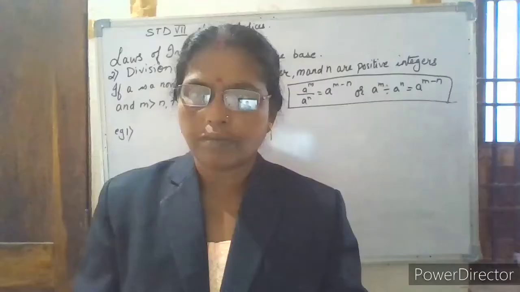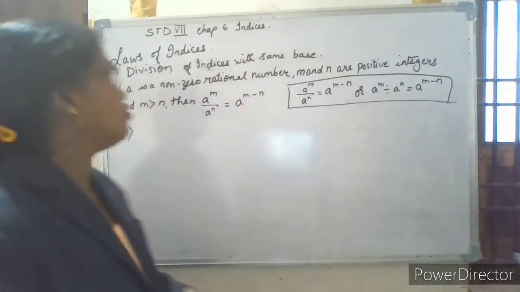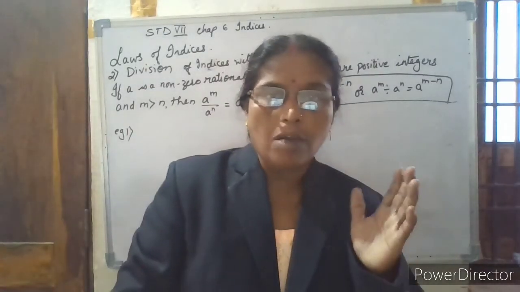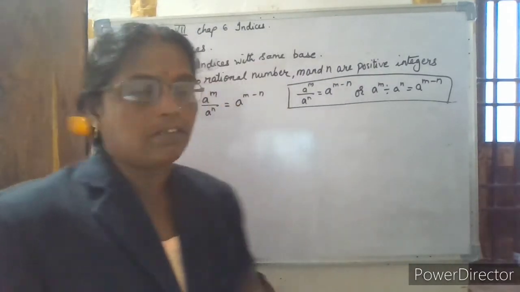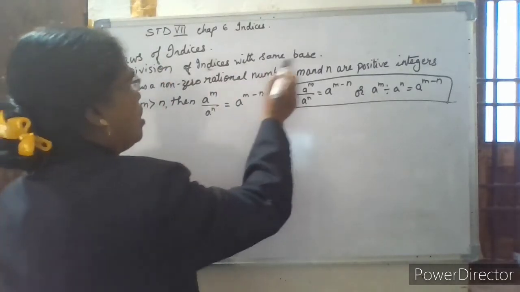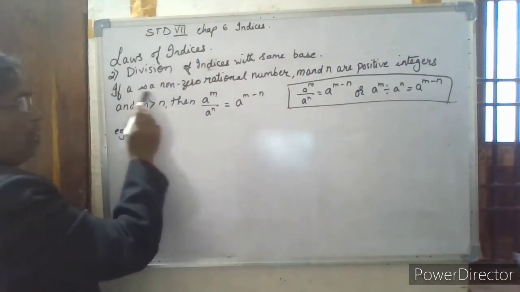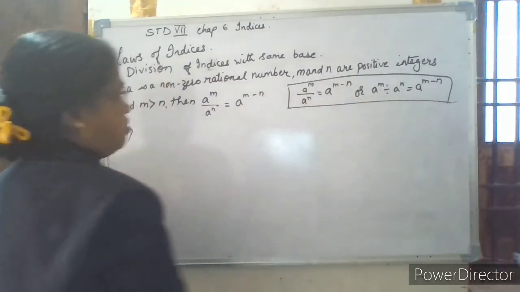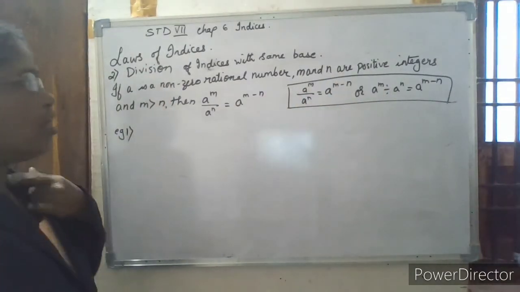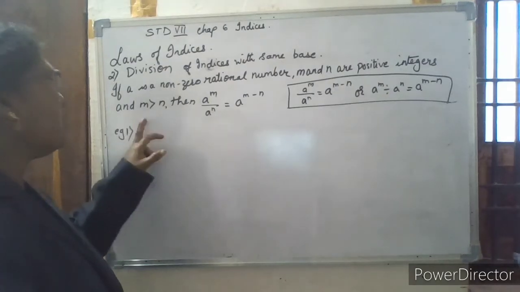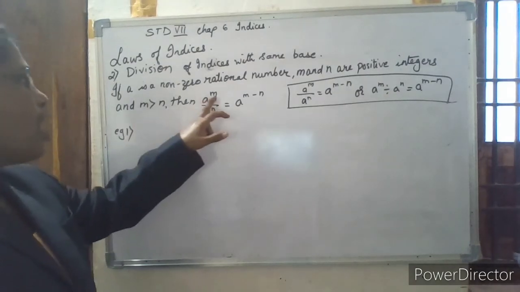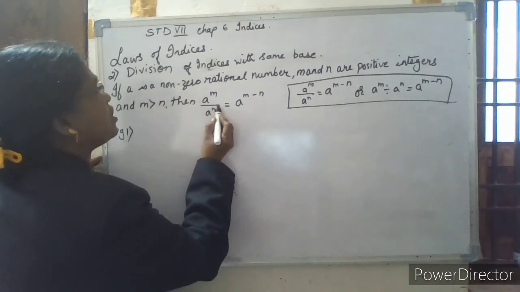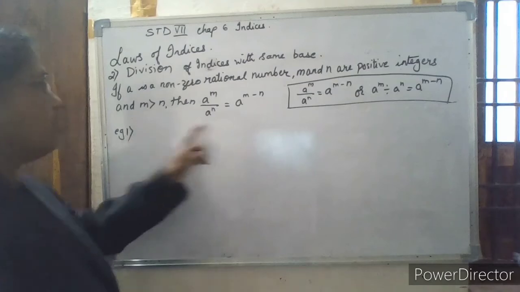Now we are going to learn division of indices with the same base. As we have learned for the multiplication of indices with the same base, in the same manner, division of indices with the same base. If a is a non-zero rational number and m and n are positive integers, and m is greater than n, then a raised to m divided by a raised to n is equal to a raised to m minus n.